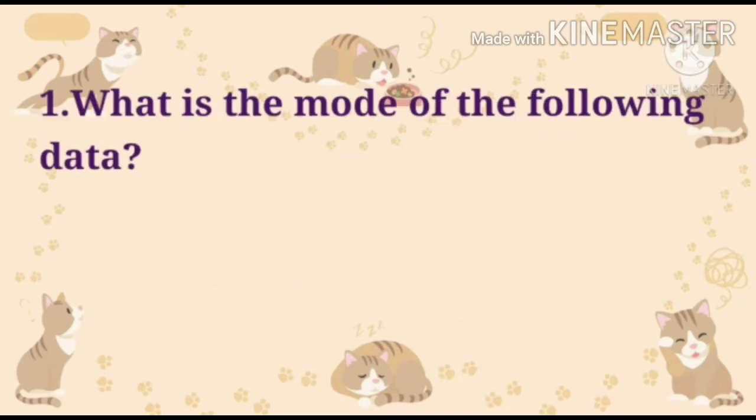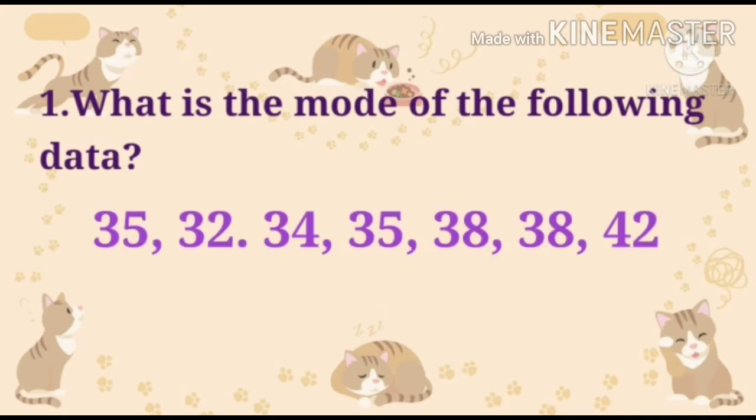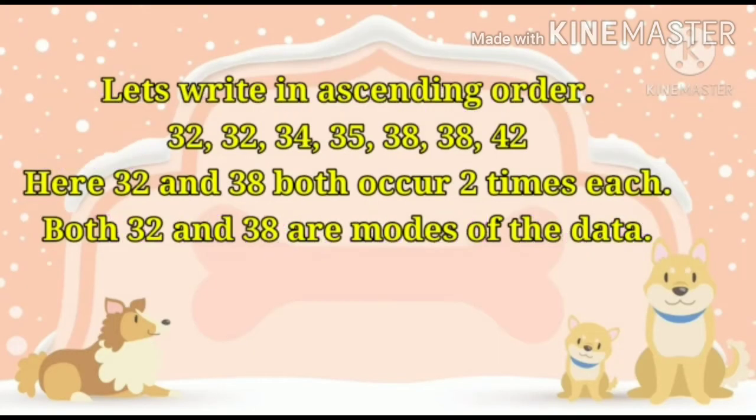First one, what is the mode of the following data? 35, 32, 34, 35, 38, 38, 42. Let's write in ascending order. 32, 32, 34, 35, 38, 38, 42. Here, 32 and 38 both occur 2 times each. Therefore, both 32 and 38 are modes of the data.